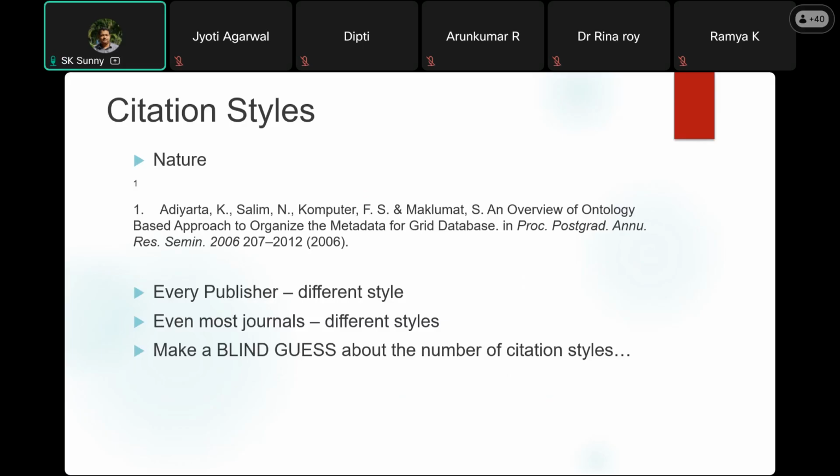Just let me tell you, there are more than 10,000 citation styles which are registered, and there are very few Indian citation styles. Of the citation styles followed by Indian journals, very few are registered. In every country there would be other journals publishing with their own citation style. They are not following any standard citation style.